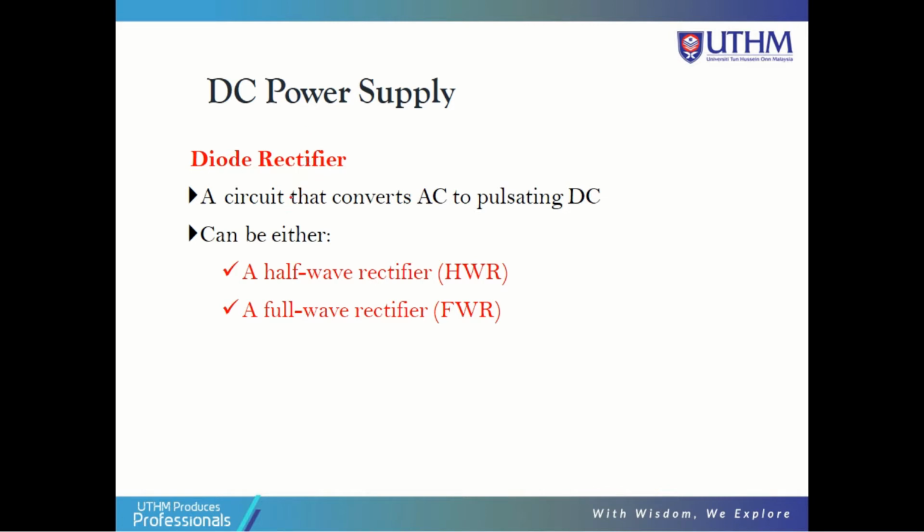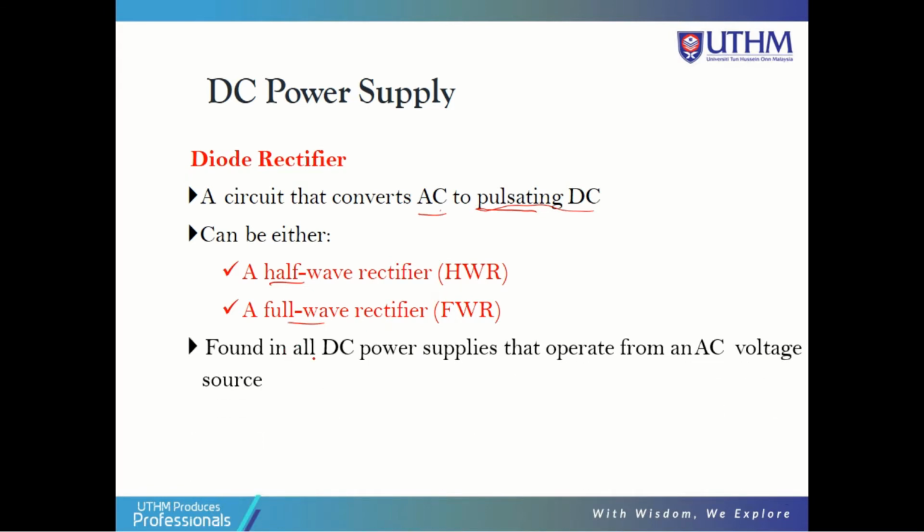Ini adalah rectifier. Rectifier a circuit that convert AC to pulsating DC, to DC pulse. So rectifier can be either a half wave rectifier or full wave rectifier. Okay, ini bergantung kepada connection of the diode. Found in all DC power supply that operate from an AC voltage source. Okay, kita punya source adalah AC, and then bila kita nak convert ke DC, rectifier ni ada dekat semua DC power supply.